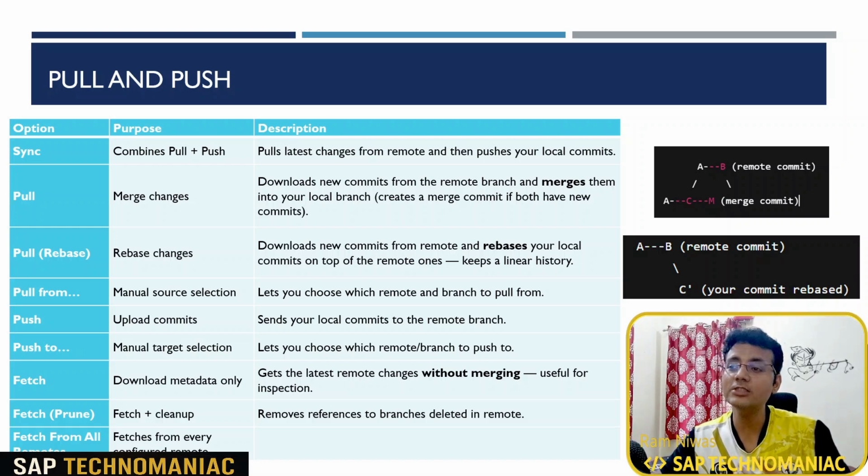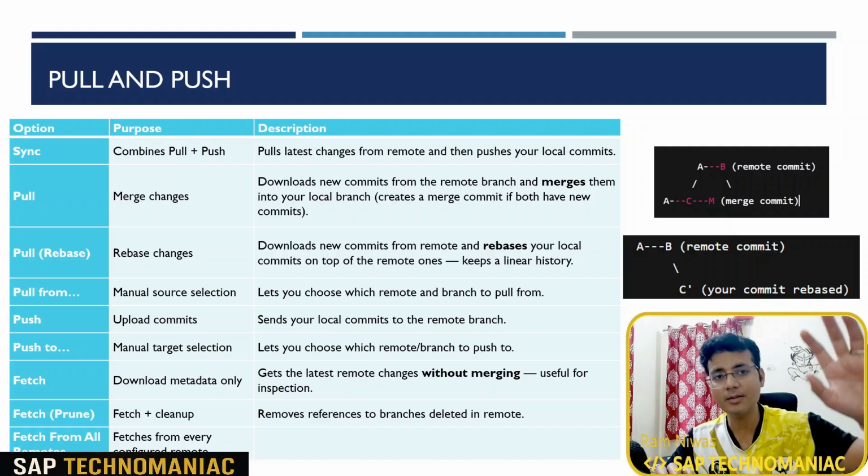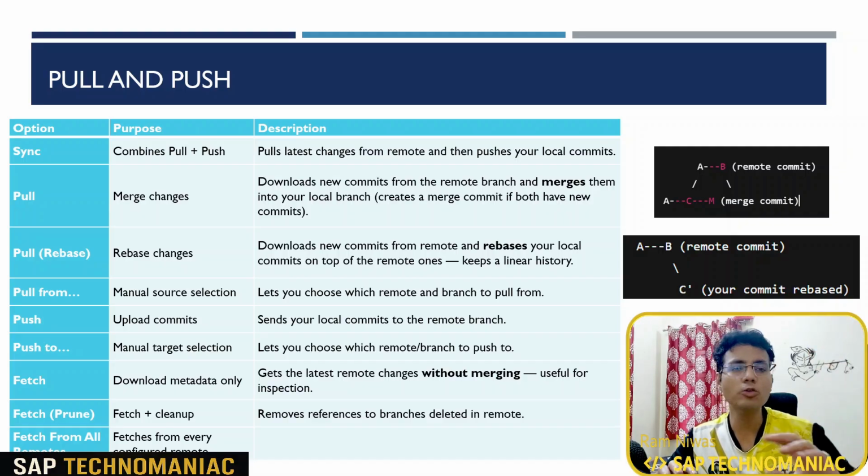Then we have fetch prune. That works like fetch only. Whatever fetch is doing, it will do exactly. But one more additional thing, if at the remote somebody deleted some branches or files, those will also be deleted from our local repository. So we will be having a cleaner picture. And last, fetch from all repositories.